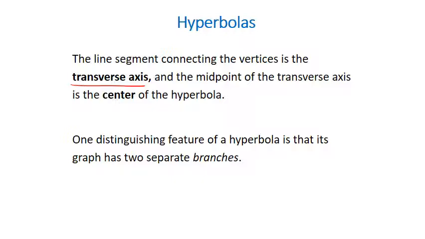The distinguishing feature of a hyperbola is that it has two separate branches, and those branches can either open right and left, or they will open up and down. They look kind of like parabolas, but they are not parabolas.